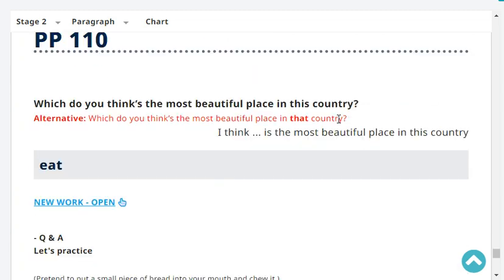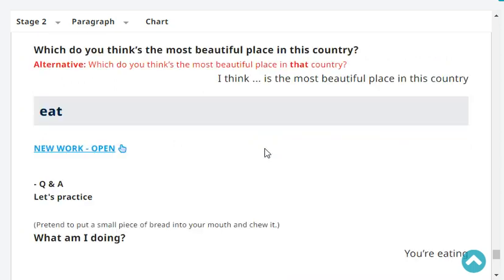Which do you think is the most beautiful place in your country? I think Mount Fuji is the most beautiful place in my country. Very good. Next, repeat.